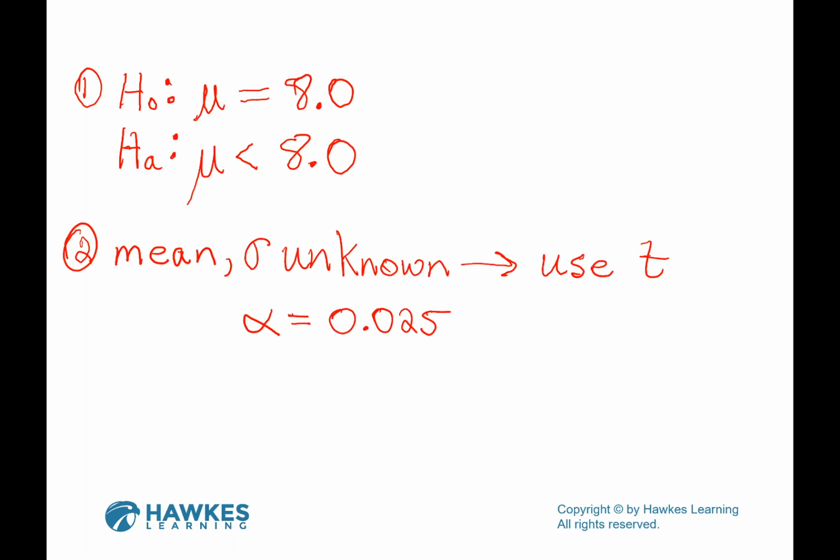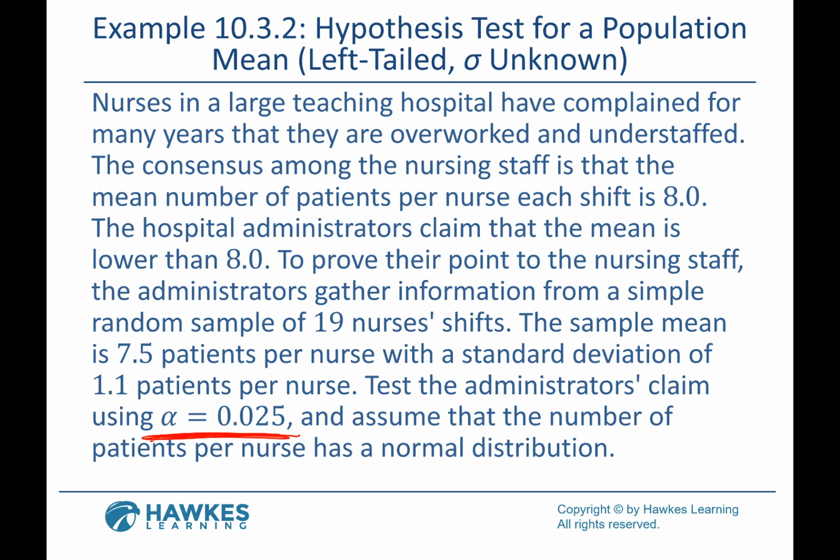Go back to our problem. All right, we can skip past the 8. We've already used it. That was our mu. Then we have a simple random sample of 19 nurses shifts. So that's our sample size n. It says the sample mean is 7.5 patients. That's x bar. And the standard deviation here is S. If it doesn't say population standard deviation, it's going to be S, sample standard deviation.